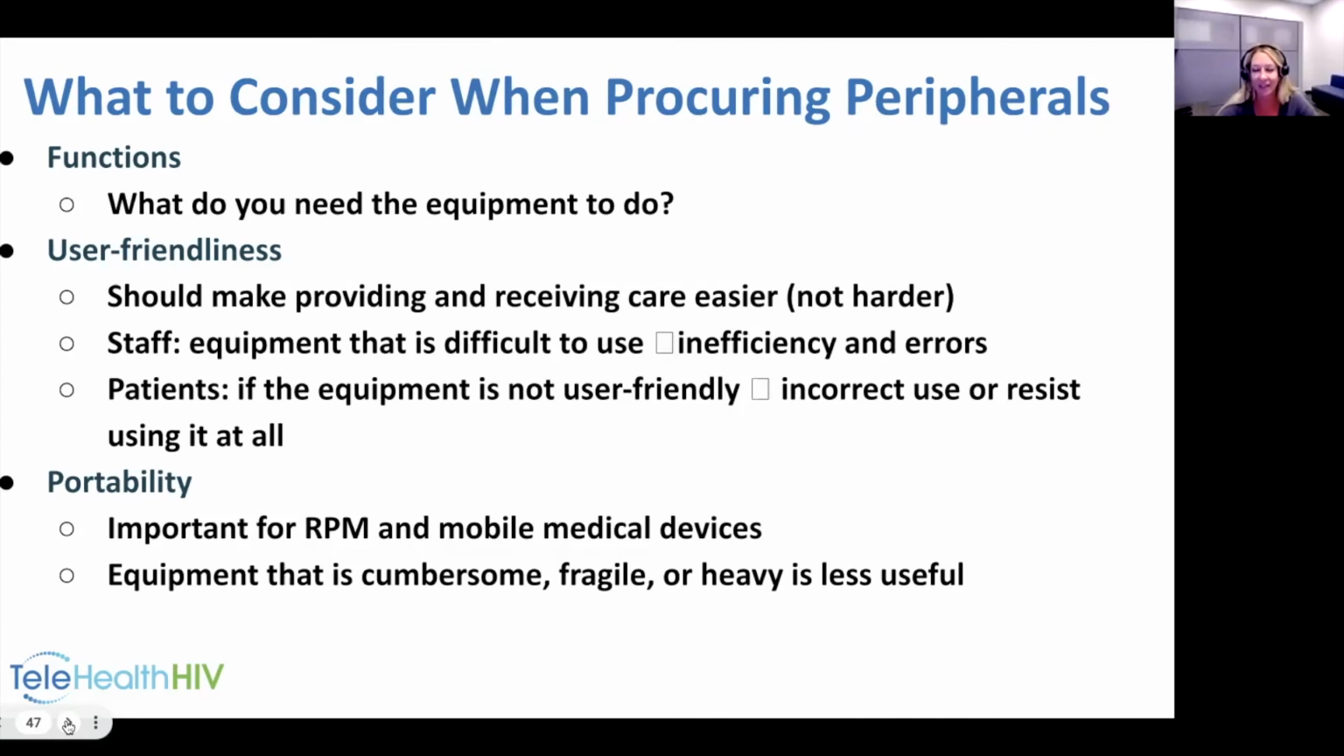Also, portability. Is it something that's really heavy? It's not going to be able to be moved if it's a hardwired thing. So obviously you want something that's going to be easily moved. Next slide, please.